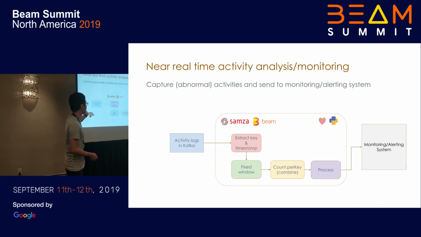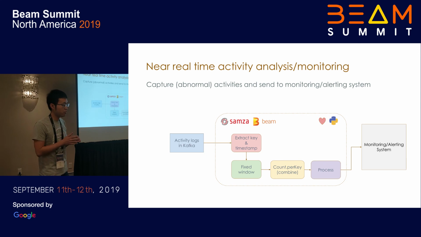So because the data is available in Kafka, they then build a Samza Python job to read the events from Kafka, extract the key, and add the timestamp. What they want to do is calculate how many blocks have happened, how many denies have happened for this specific port or this specific application in the past 1 minute window. And if this passes some certain threshold, they want to alert some engineers, or signal this to some monitoring system.